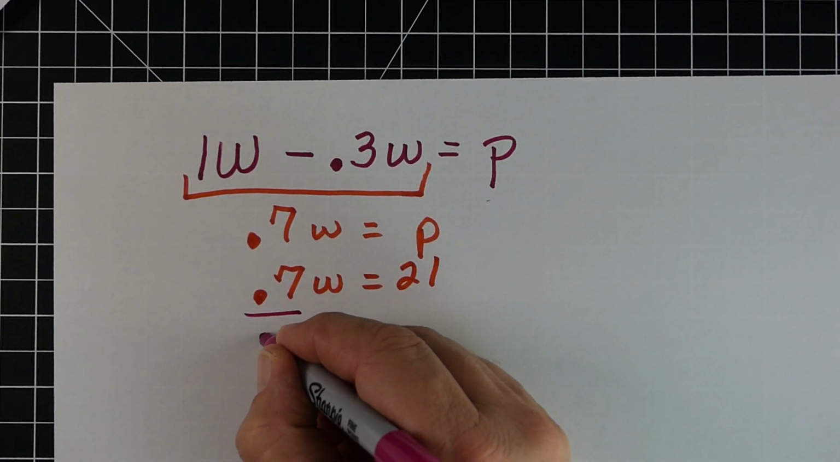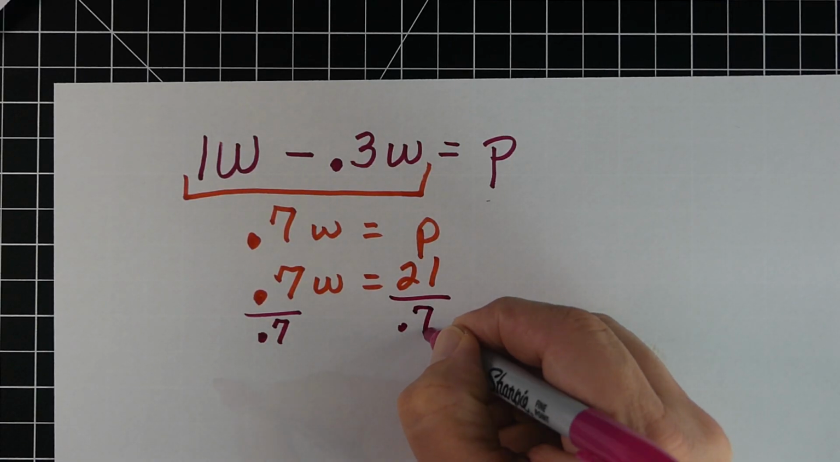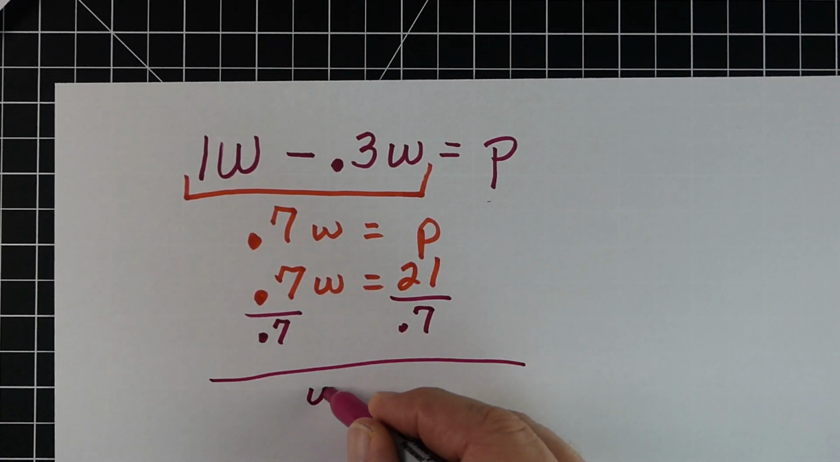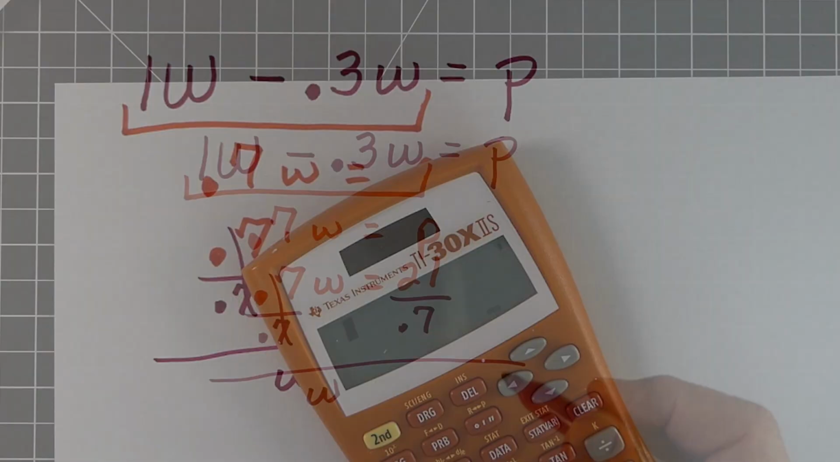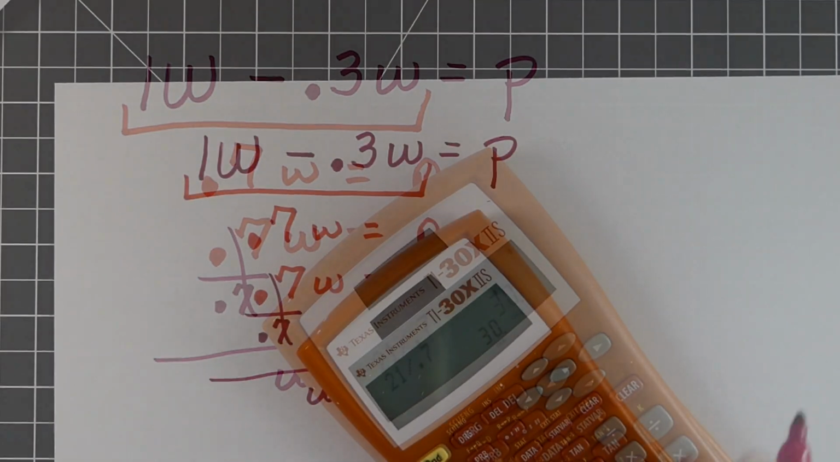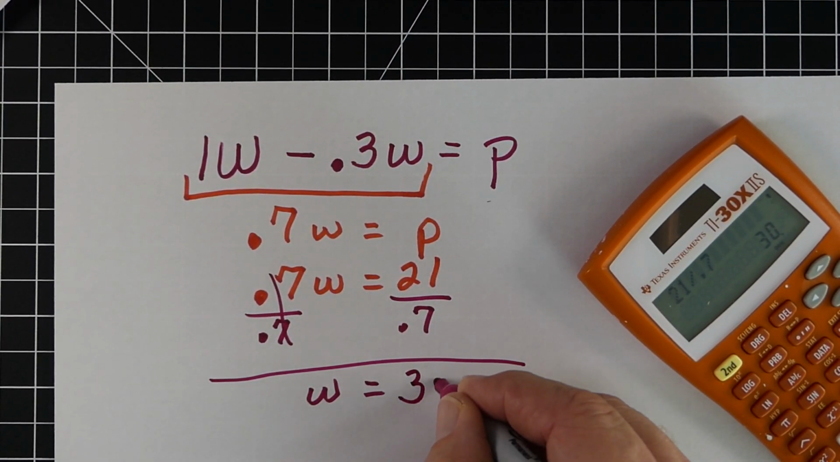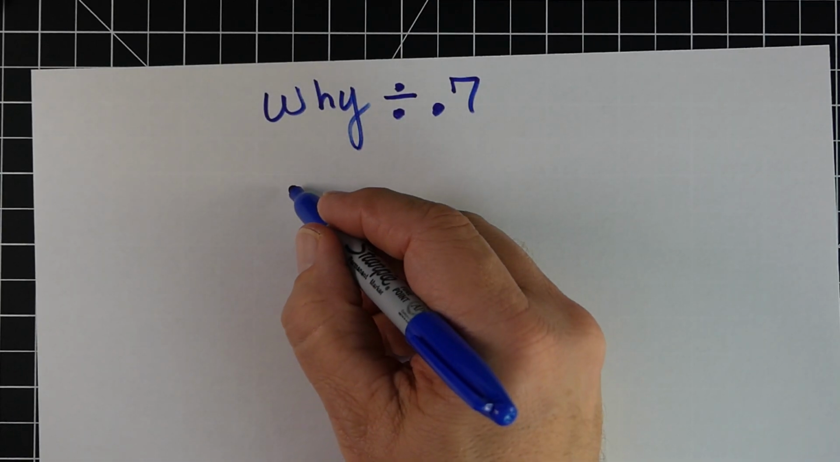And so if we plugged in the $21, it would be 0.7W equals 21. And we want to isolate the W, get it by itself, so we're just going to divide by 0.7. When we divide both sides by 0.7, on the left side is just the W, and on the right side, we get our 30. And then we know that's what the original whole amount was. It was $30. So this is correct.